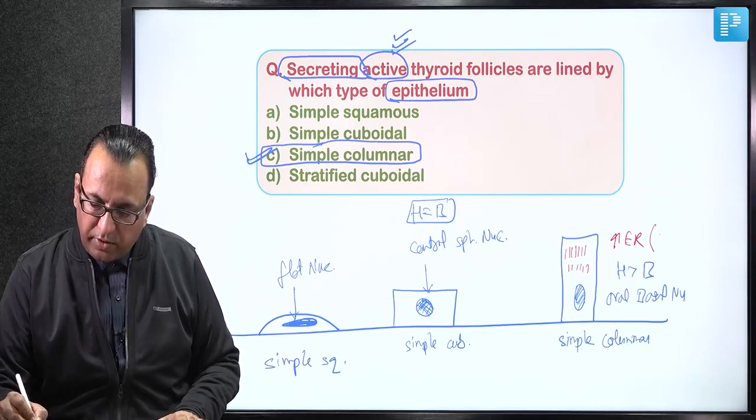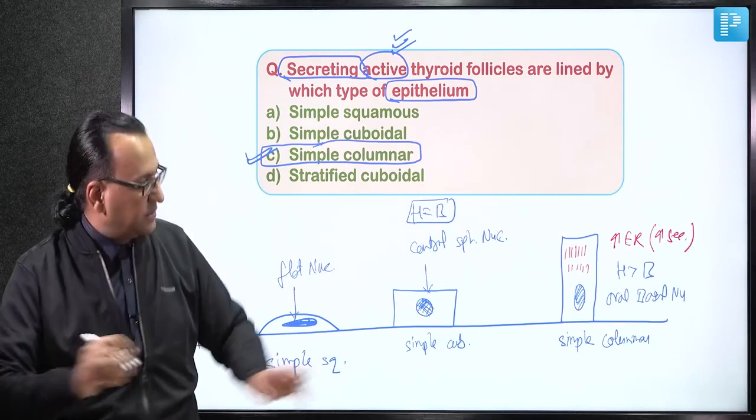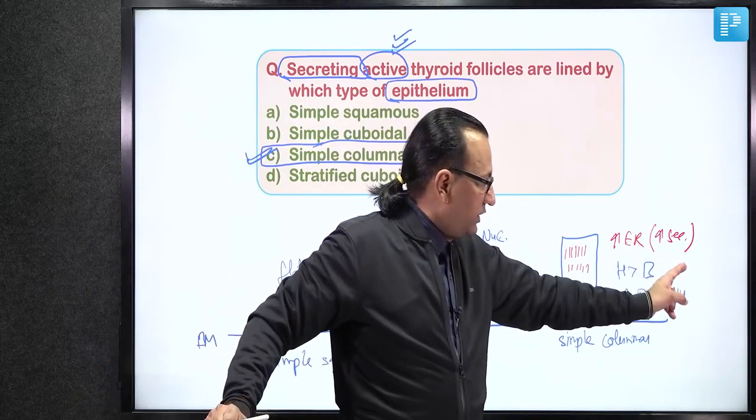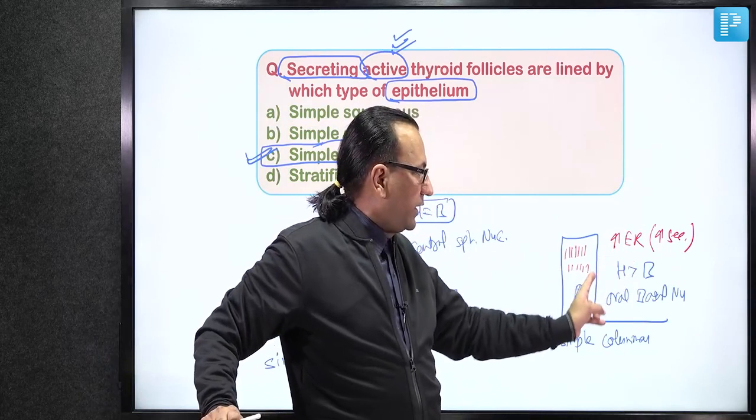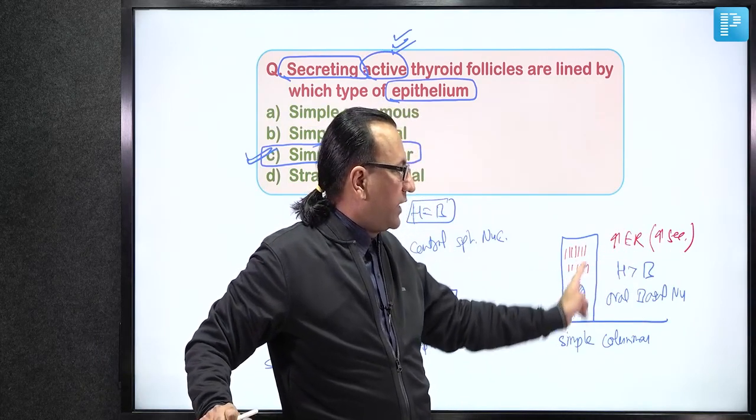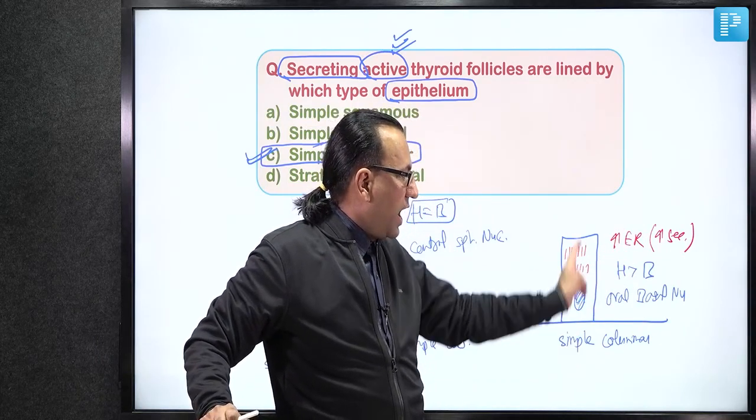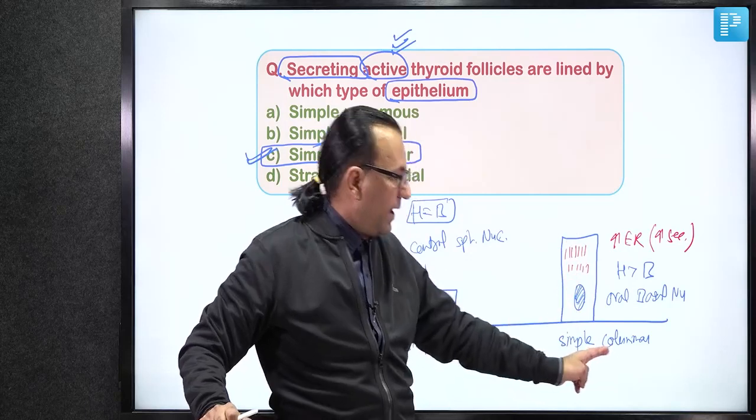And why is it more? Because of more secretion. As the cell is getting more secretion, it will require more endoplasmic reticulum, and it will require more cytoplasm and nucleus. And it becomes simple columnar epithelium.